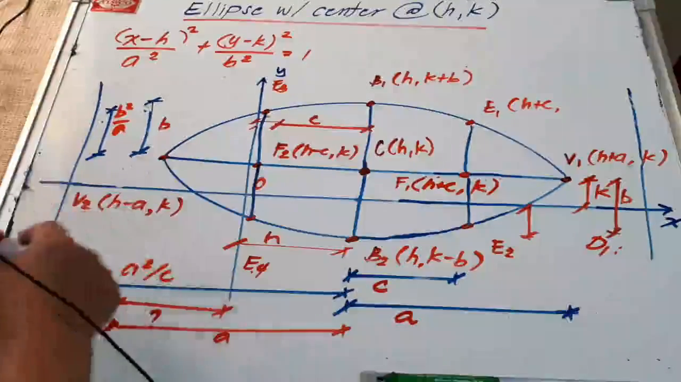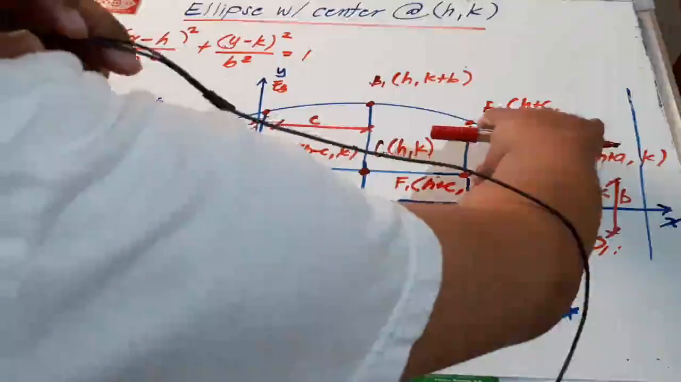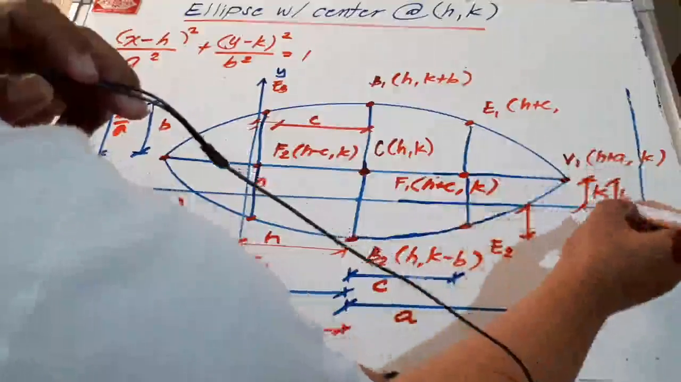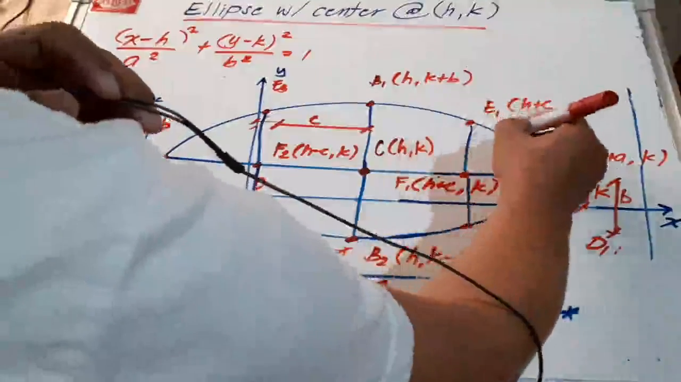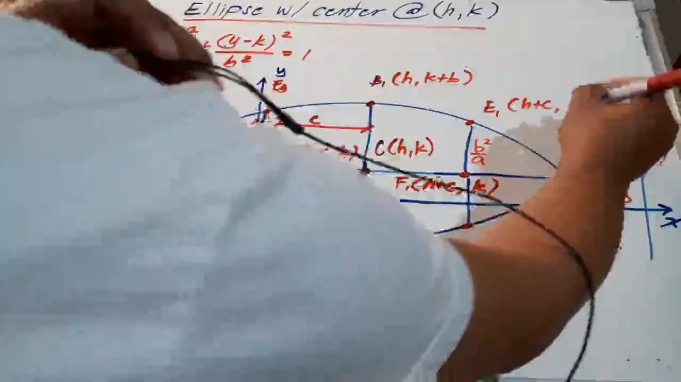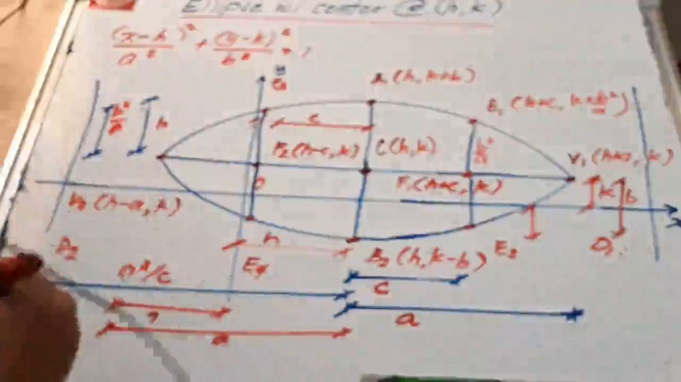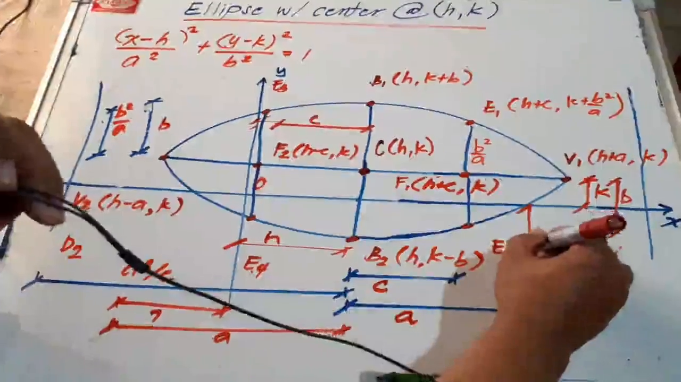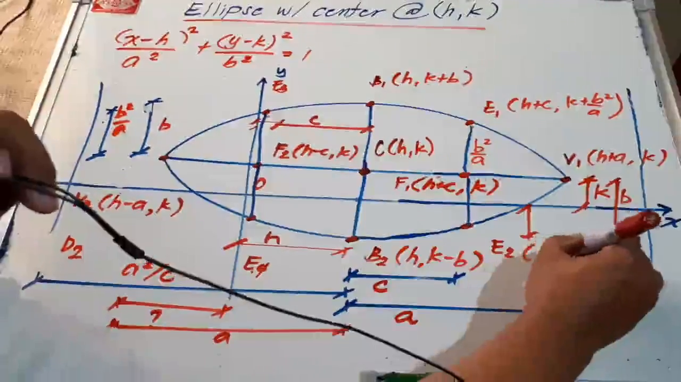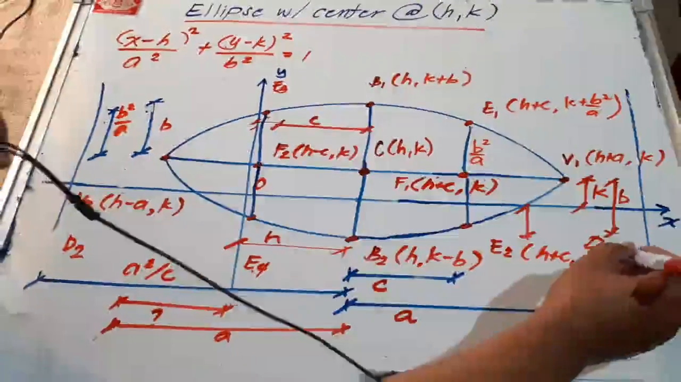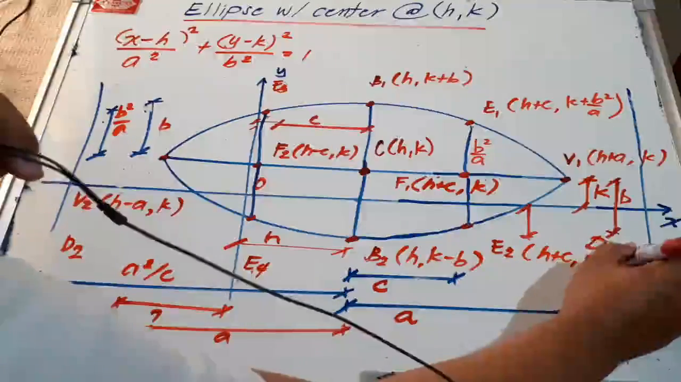So, ibig sabihin, H plus C, ang kanyang horizontal distance, ang kanyang vertical distance, K plus B squared over A. Kasi ang haba nito ay B squared, ang taas nito, B squared over A. So, magiging K plus B squared over A. So, yun ang coordinates niya. Para sa E sub 2, that will be H plus yung horizontal distance. Tapos, ang kanyang vertical distance, bumaba siya ng B squared over A from the center. So, that will be K minus B squared over A.